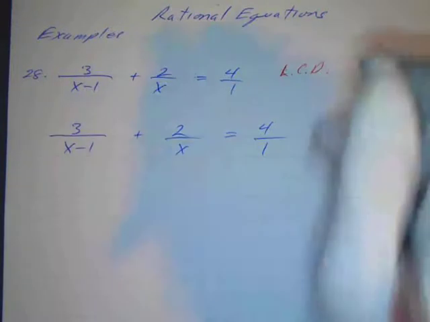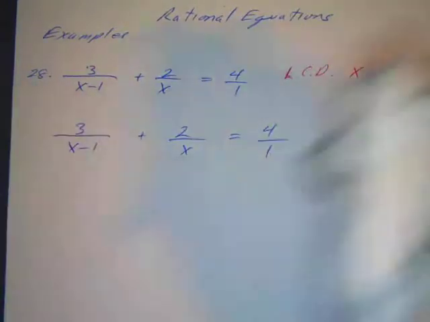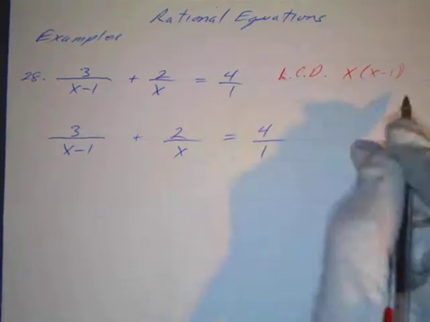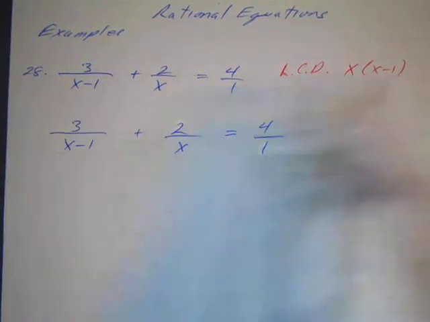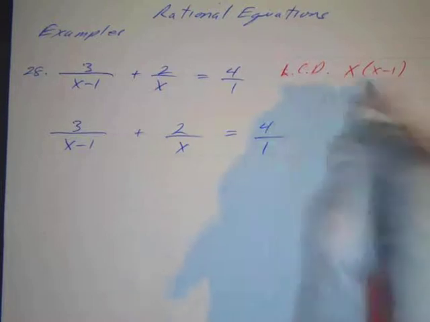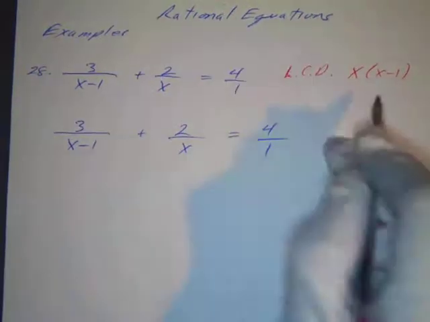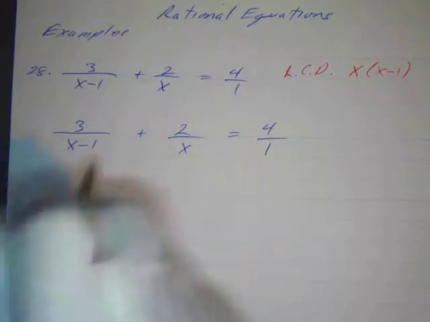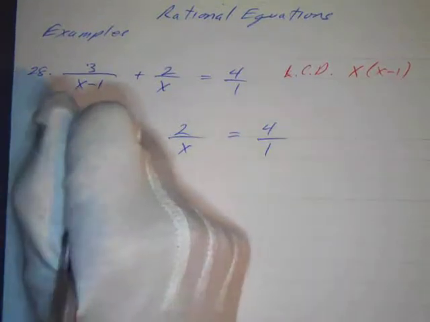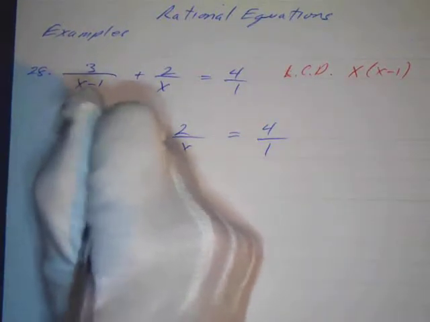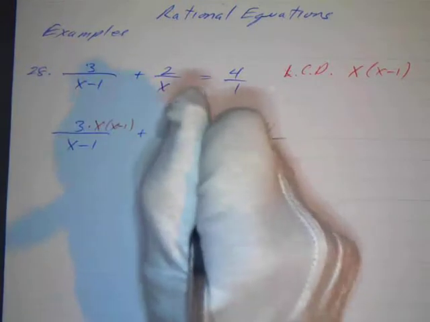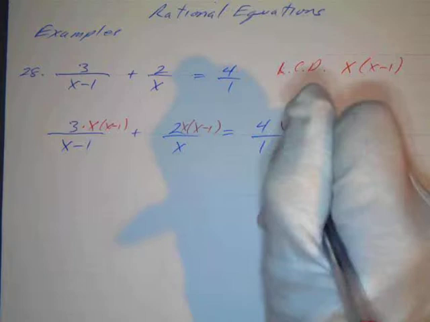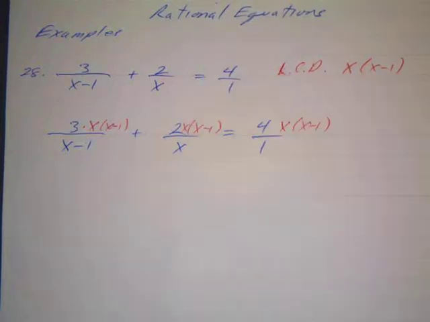So I need an x, and I need an x minus 1, and of course a 1, but that's in there. So this is my least common denominator. And you can see that x minus 1 fits in there, and x fits in there, or divides in there. So we're going to multiply each term by this least common denominator. So I'm going to multiply 3 times x minus 1, 2 x times x minus 1, and 4 x times x minus 1.